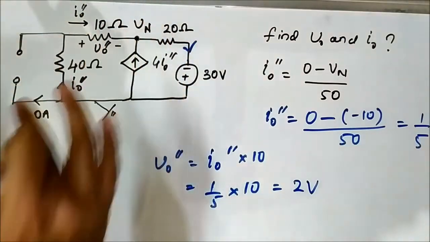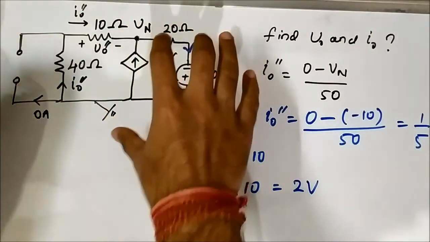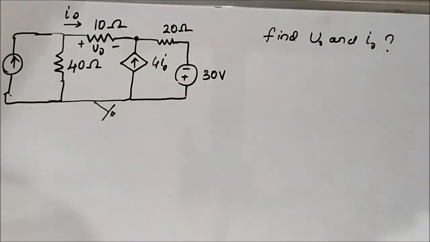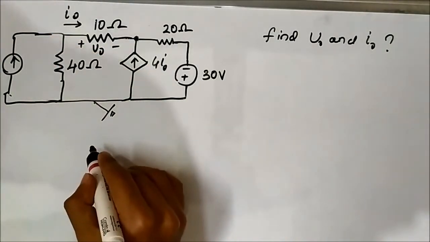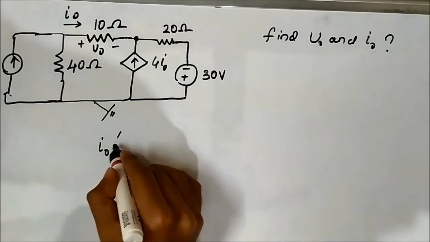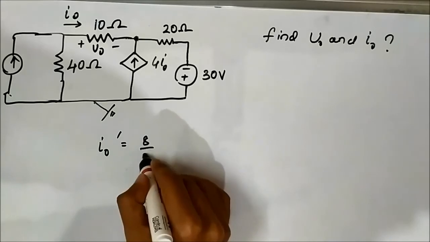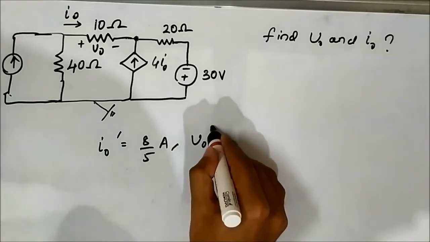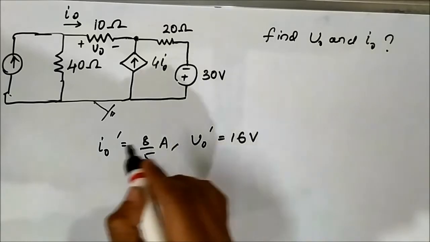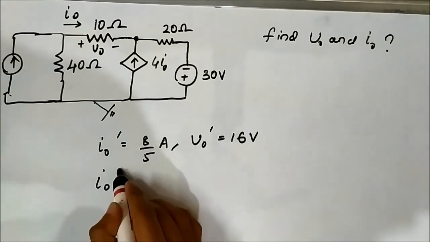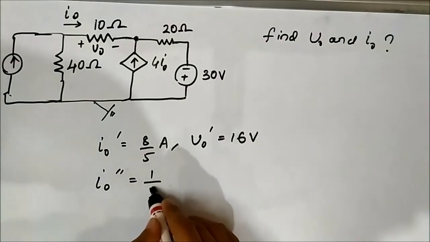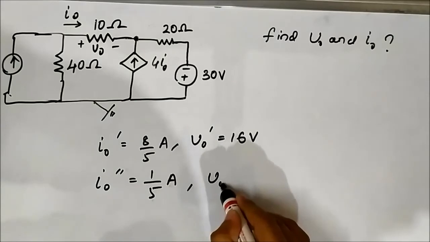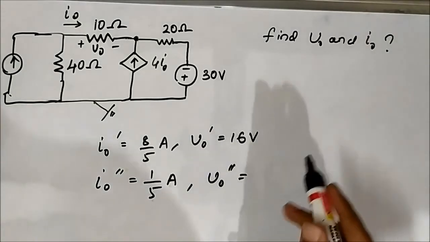Now we have to determine V0 and I0, considering both the sources combined, the combined effect. So now we will calculate the V0 and I0 for both the 6 ampere and 30 volt sources combined. We got in the first case I0 dash as 8 by 5 ampere and V0 dash as 16 volt. In the second step we got I0 double dash as 1 by 5 ampere and V0 double dash as 2 volt.